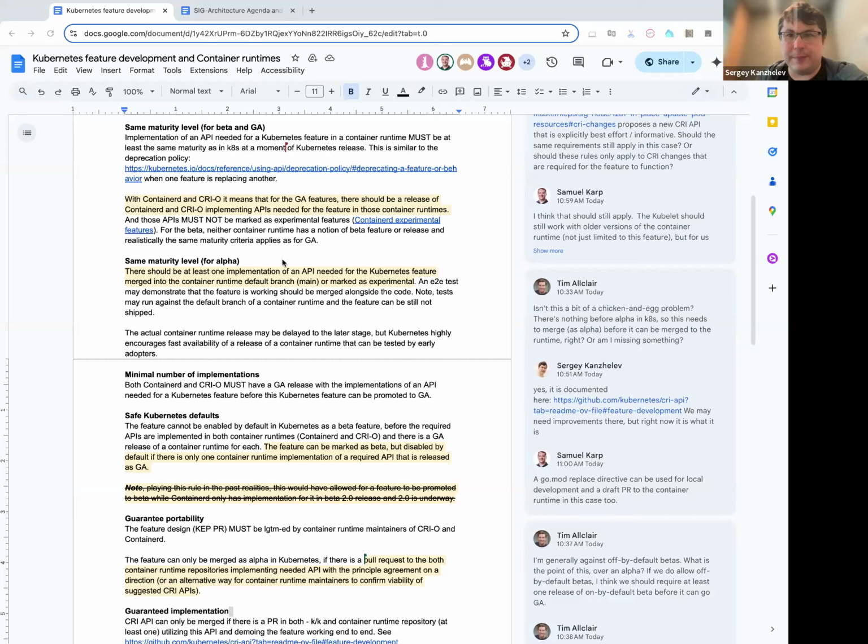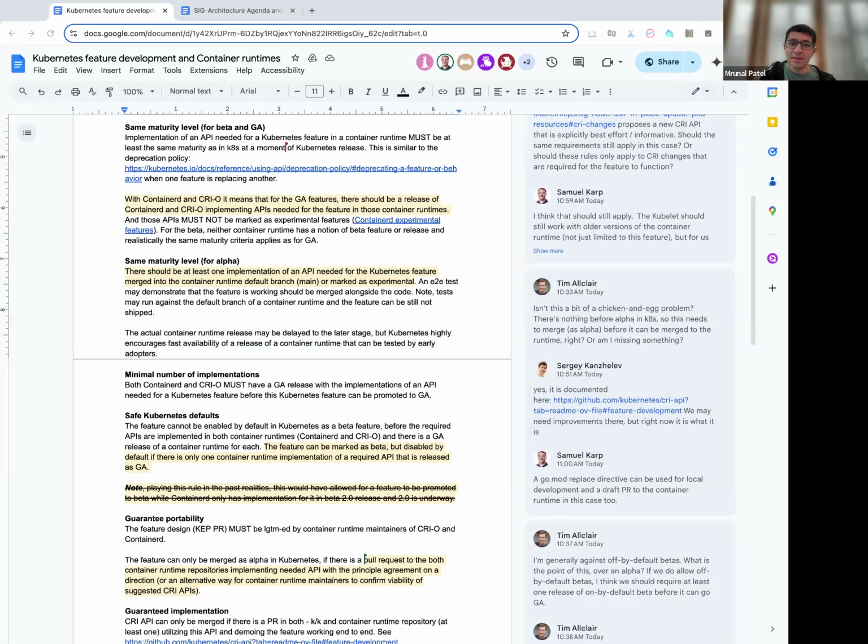But Ronald, to your point, this item suggests that we have a PR merged for the container runtime. Otherwise, we cannot have end-to-end tests. So this is actually a requirement for the container runtime. I think the challenge here will be getting a CRI change merged and the container implementation into one of the main branches, and then going back to Kubernetes and having an E2E test.